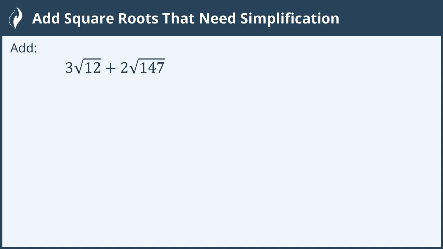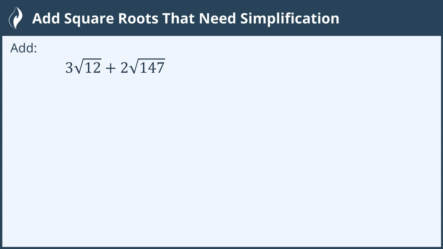Okay, so the first thing I would do with these is put the square root of 12 in my calculator and see if it's a perfect square. It's not. But then I would do the same thing with the 147 and see if it's a perfect square. And again, it's not. But if it was, you'd be a lot faster to being done with what you're going to do.